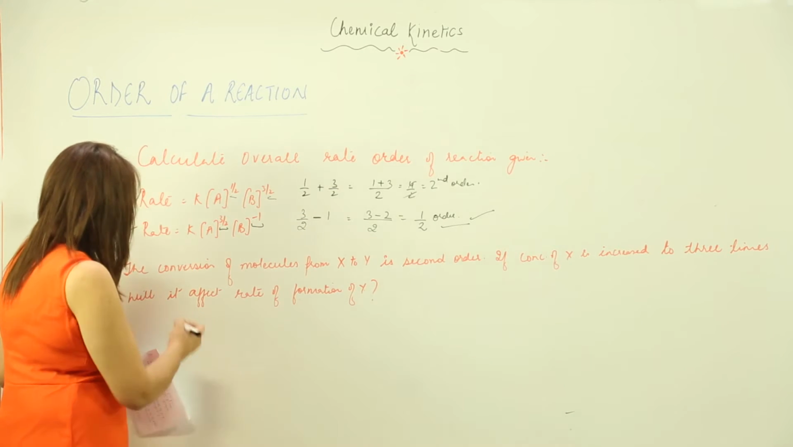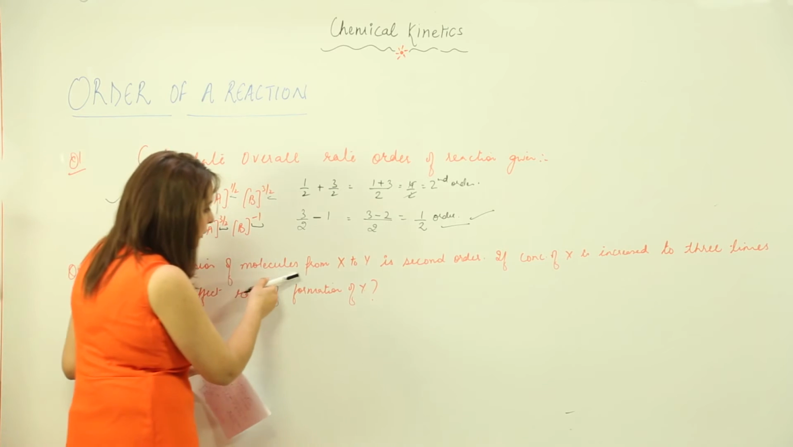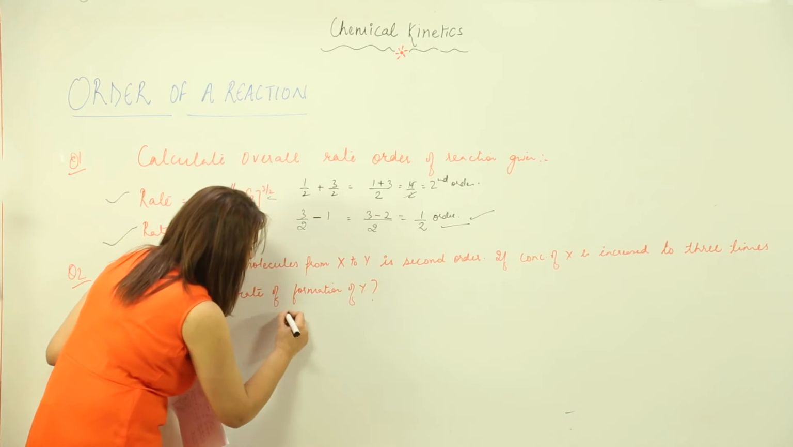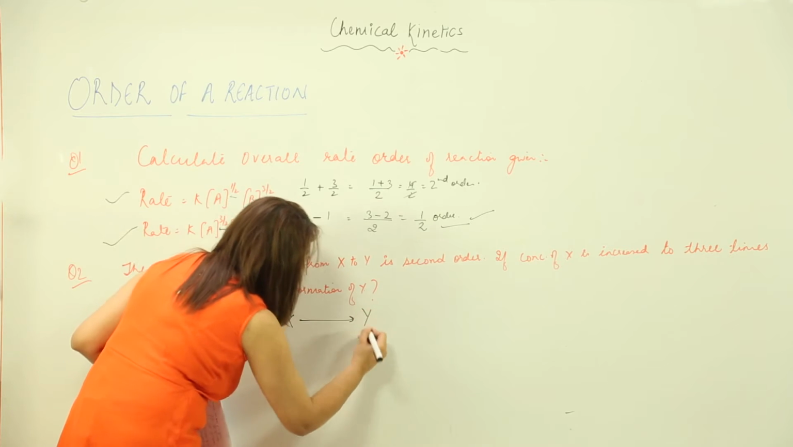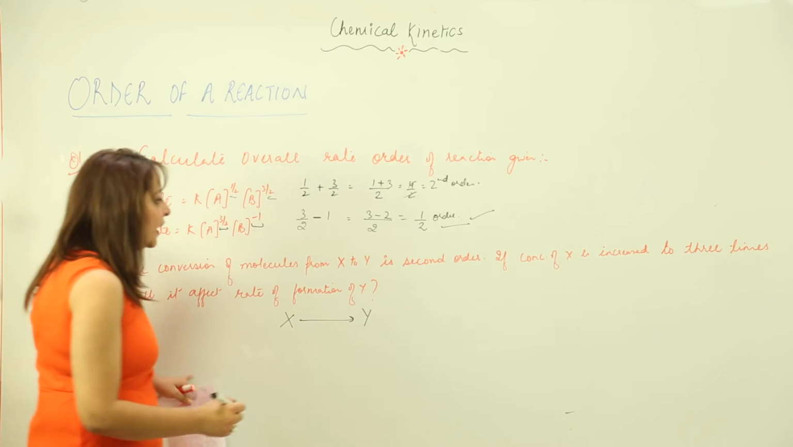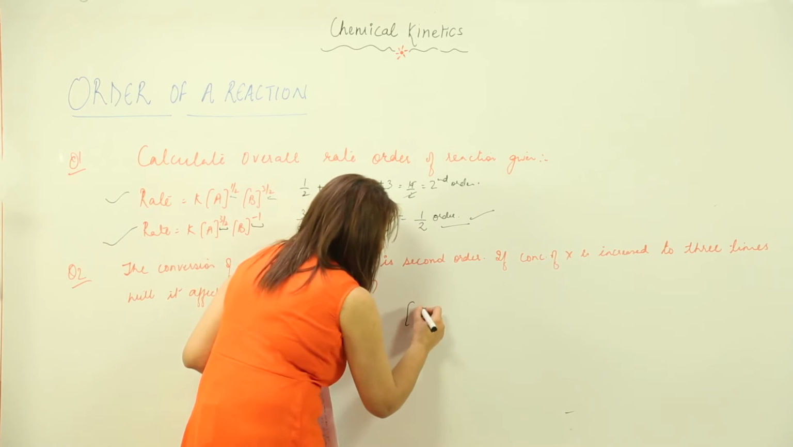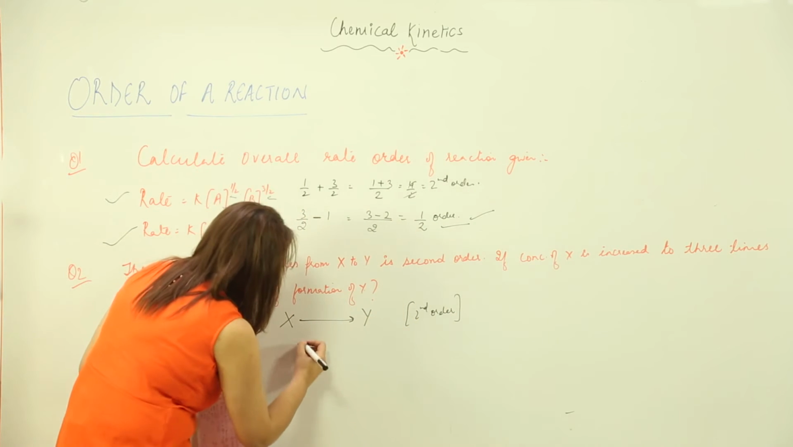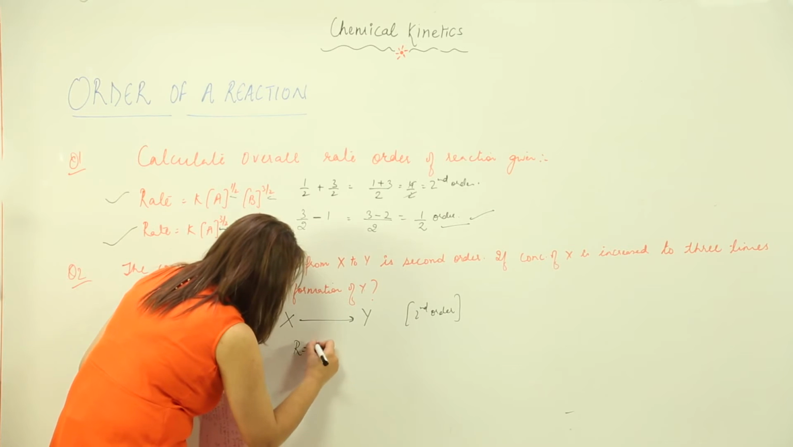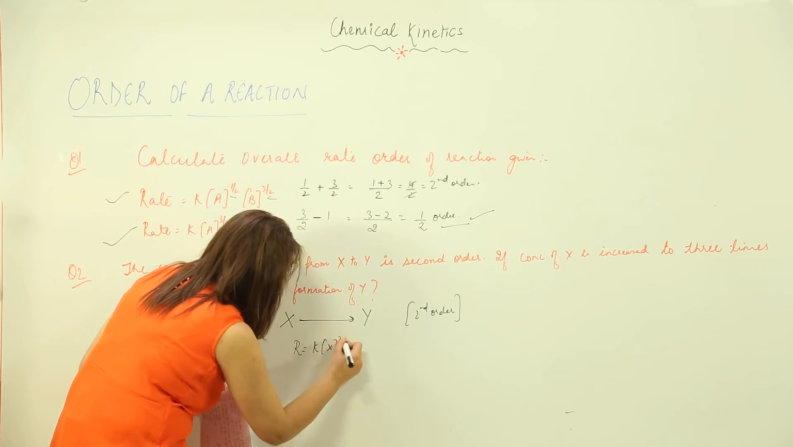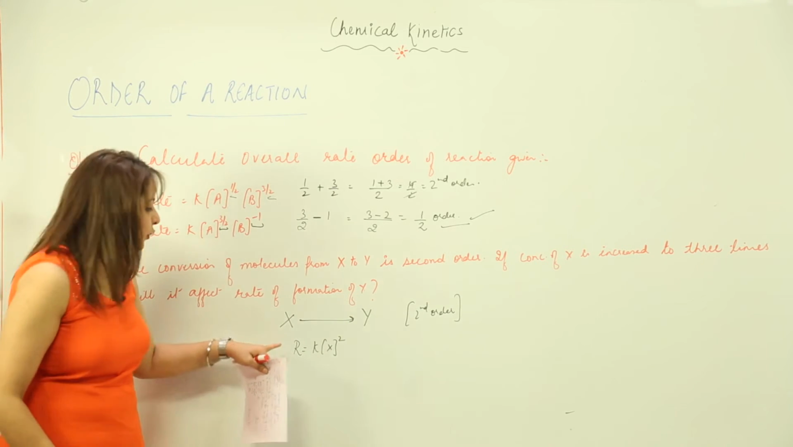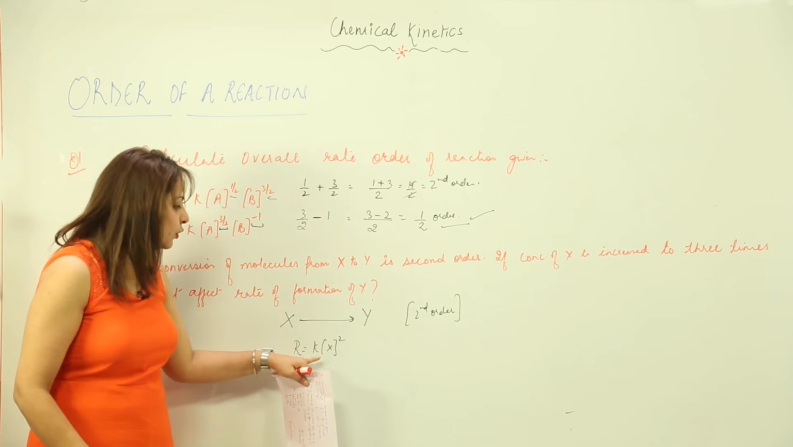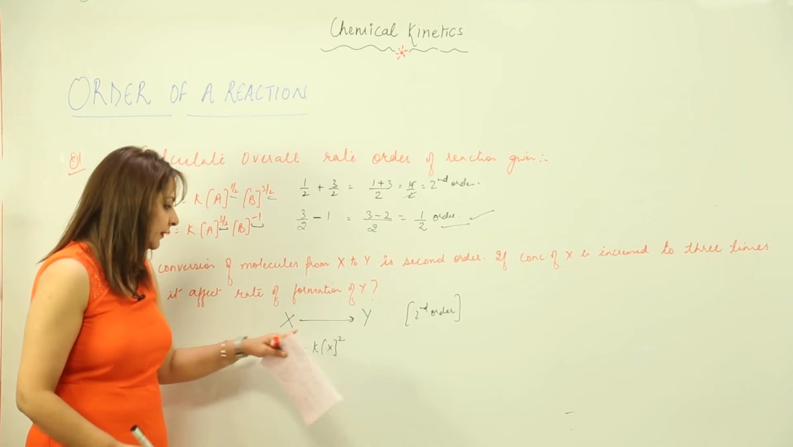See the next question: the conversion of molecule from x to y. That means there is a chemical reaction in which x is getting converted to y, and it is given that it is a second order reaction. So if I write a rate expression, since x is our reactant, I get R is equal to kx square, right?